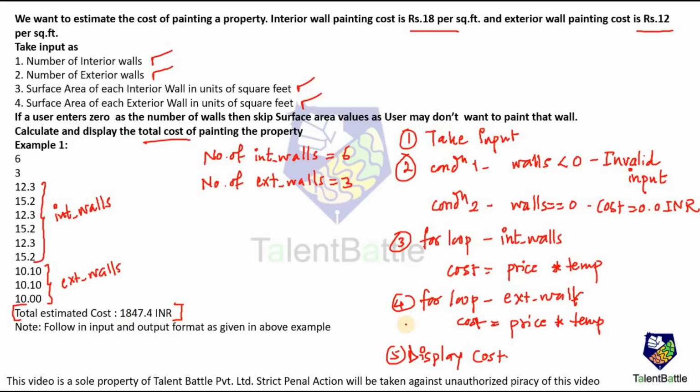So if you apply this logic flow, you can easily solve this question. Once you understand the condition, how you are going to calculate the cost on the basis of multiple inputs in the for loop, you can easily write down the code for this. Okay, so I hope you understand this. Let's move to the next coding statement.